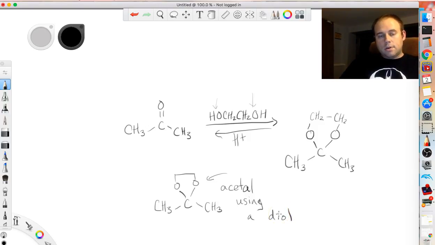So that's it. That's where I'm going to leave it. This is the acetal formation. Remember, there's also a hemiacetal. This is completely reversible. It's very good for protecting ketones and aldehydes.